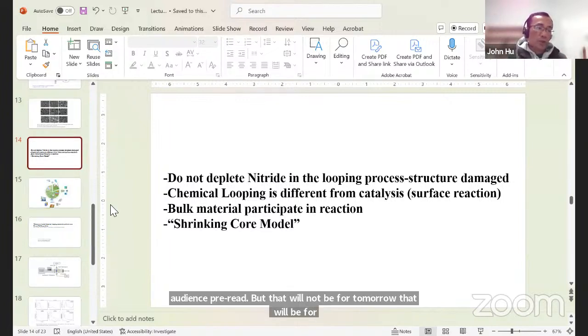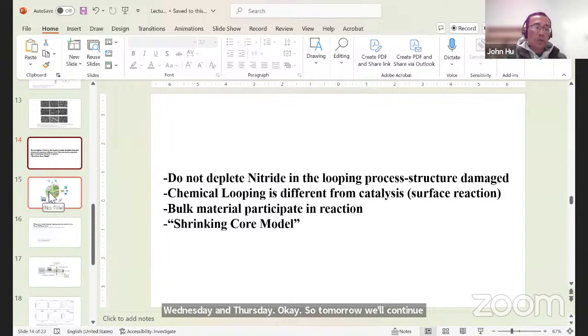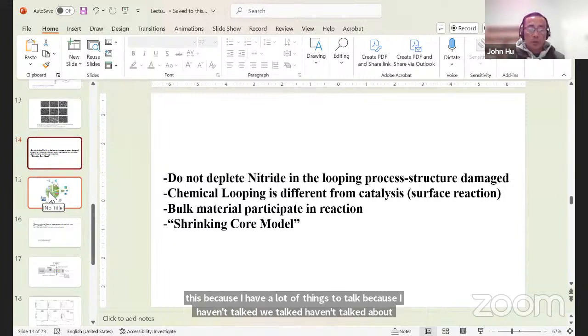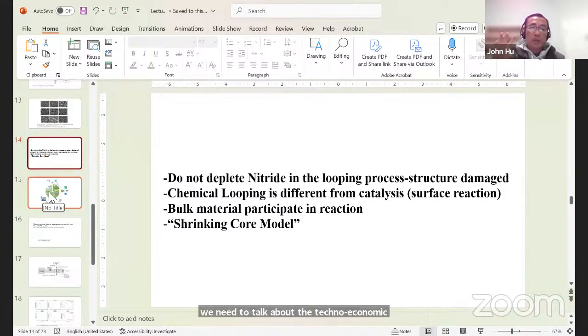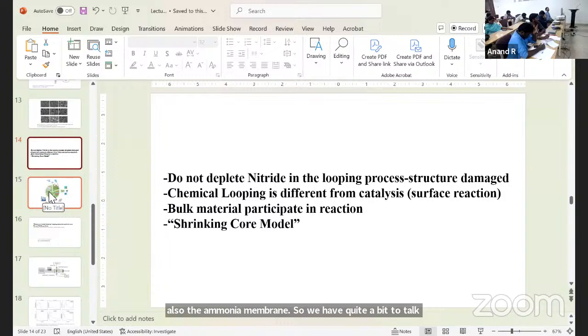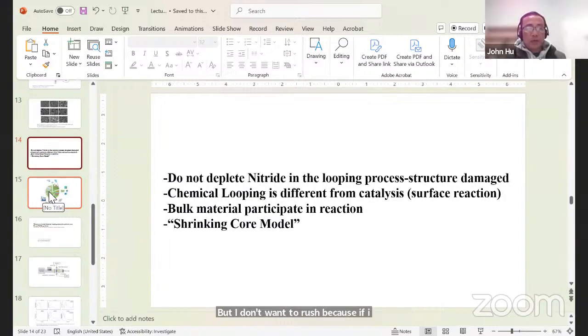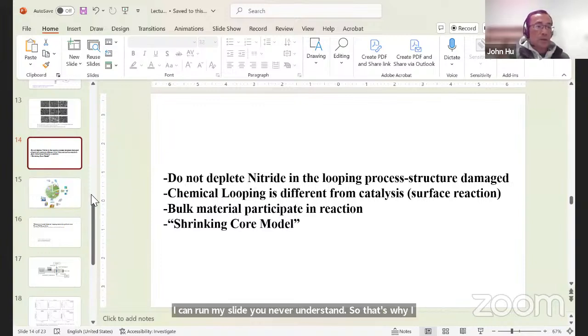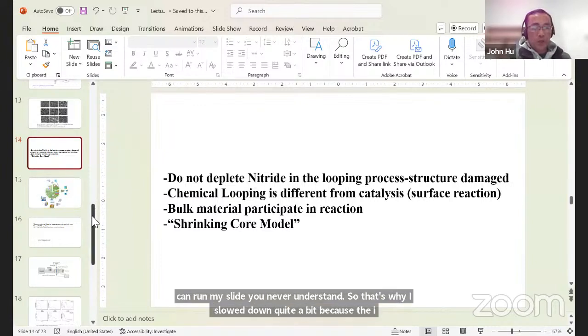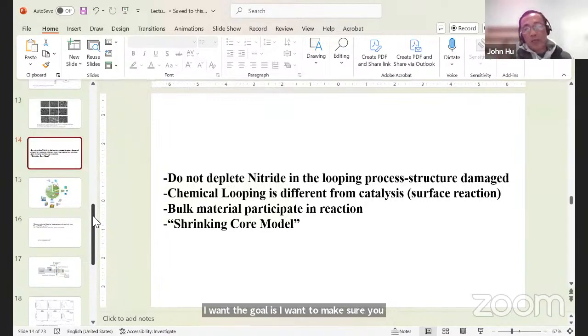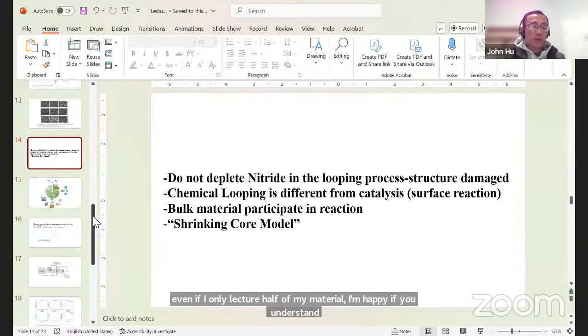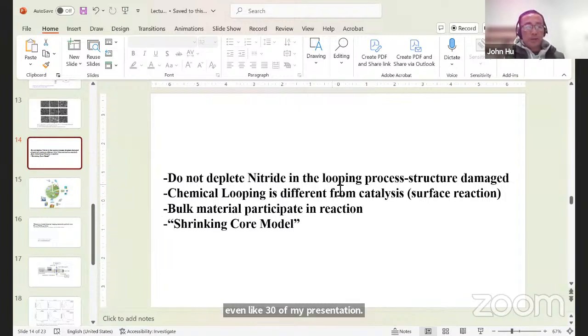Okay, so tomorrow we'll continue this, because I have a lot of things to talk about. I haven't talked about separation, low pressure separation. We need to talk about the technical economic analysis, and also the ammonia membrane. So we have quite a bit to talk about, but I don't want to rush, because if I rush through my slides, you never understand. So that's why I slow down quite a bit, because the goal is not just to finish my lecture. The goal is to make sure you understand. Even if I only lecture half of my material, I'm happy if you understand even 30% of my lecture. Make sense?